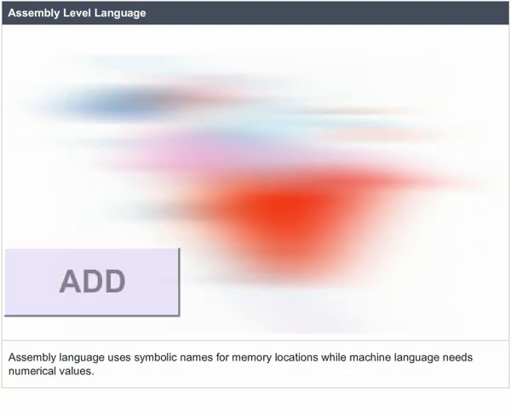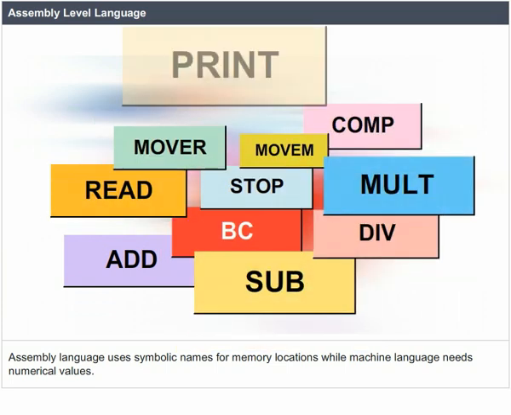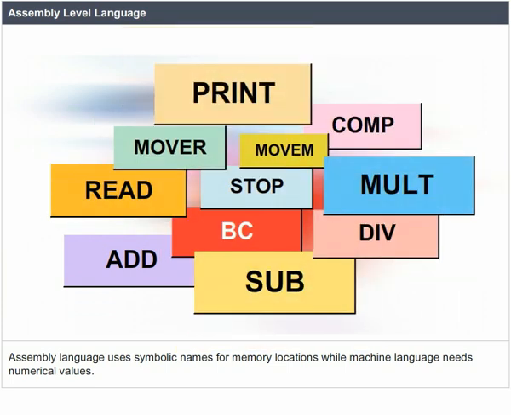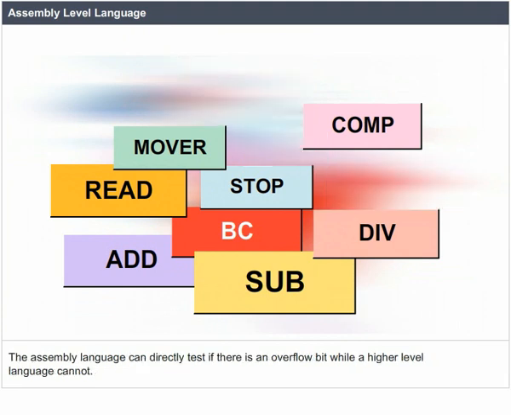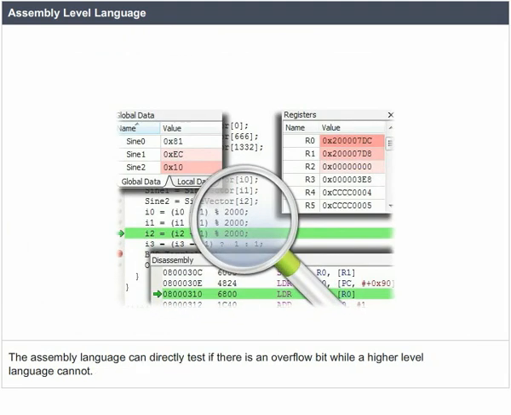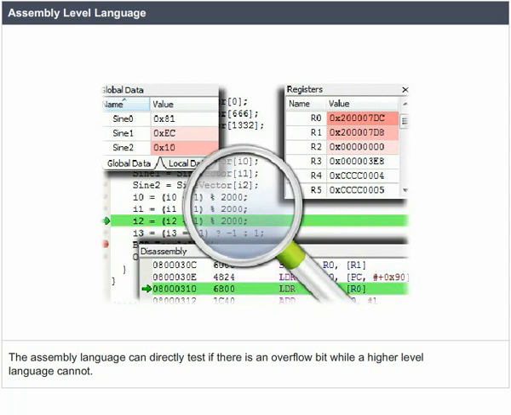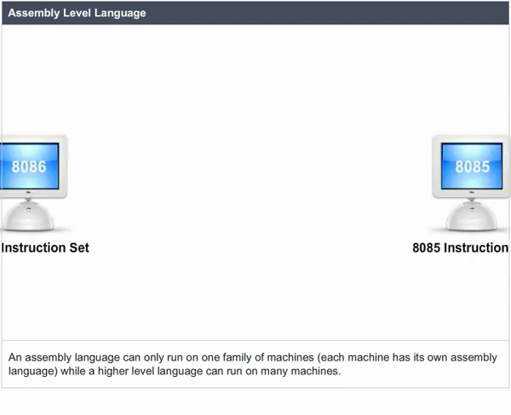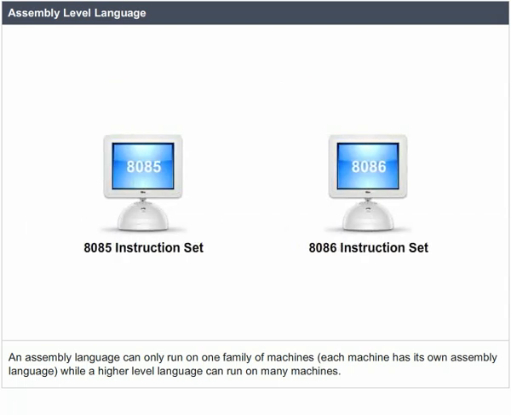Assembly language uses symbolic names for memory locations, while machine language needs numerical values. The assembly language can directly test the overflow bit, while a higher level language cannot. An assembly language can only run on one family of machines. Each machine has its own assembly language, while a higher level language can run on many machines.